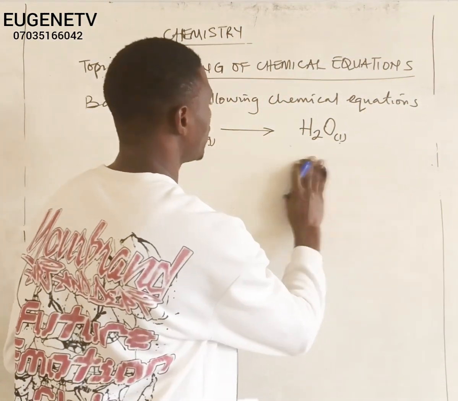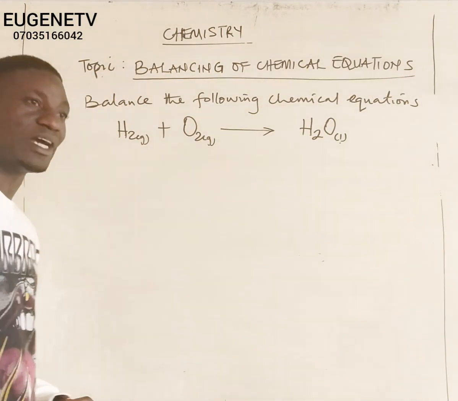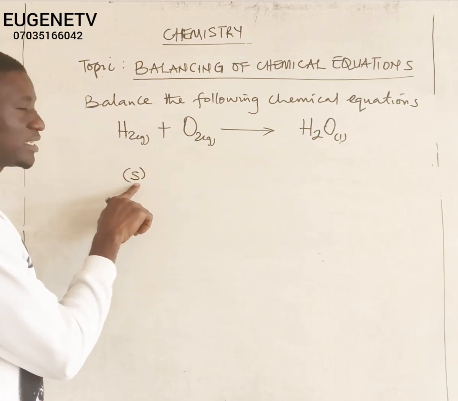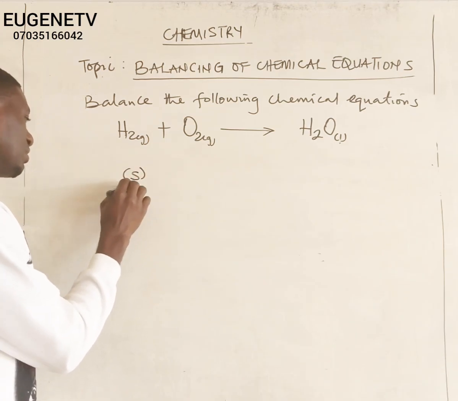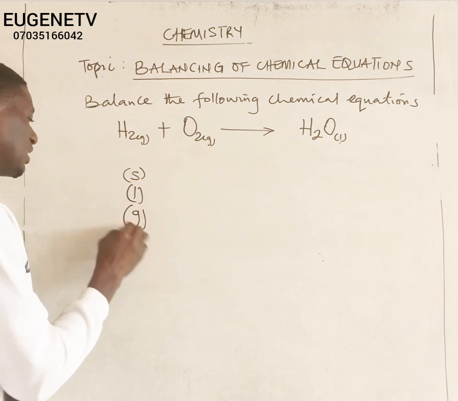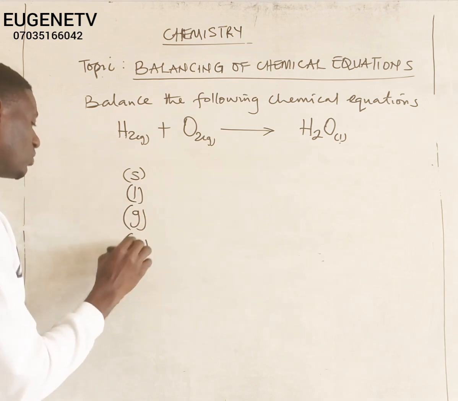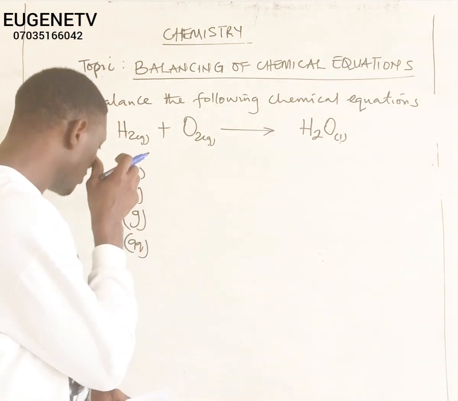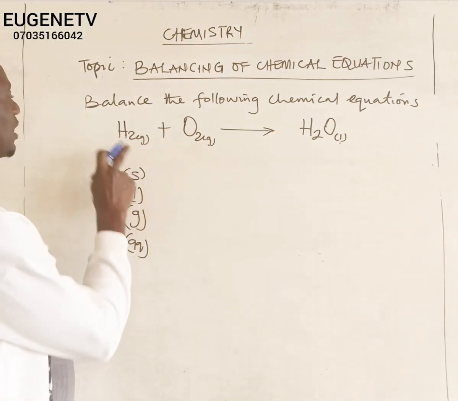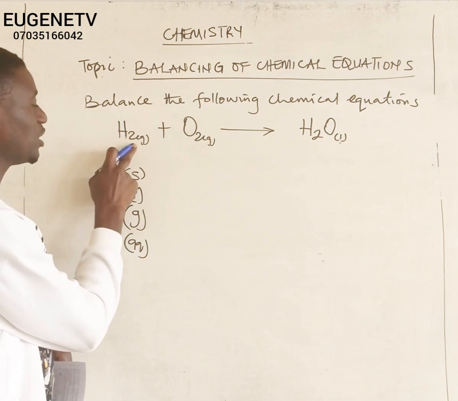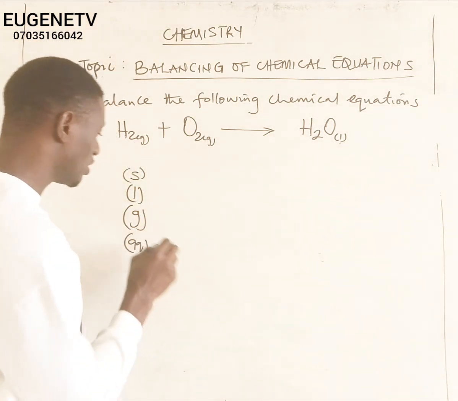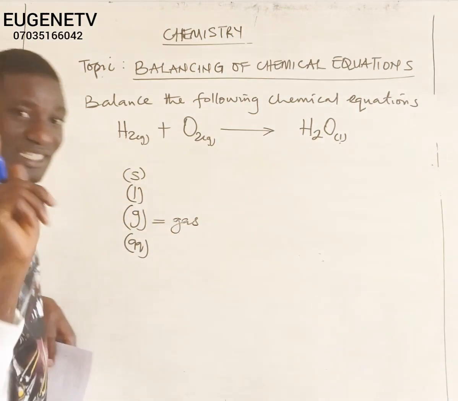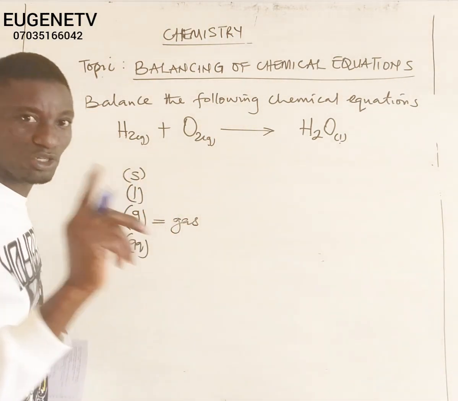Let us look at another thing. Whenever we see a chemical equation, we normally see letters written in brackets, such as S in bracket, L in bracket, G in bracket, and sometimes AQ in bracket. All these have meanings. Take for example H2, where we are seeing G here. This G in the chemical equation simply stands for gas, meaning that the physical state of that substance is gaseous.